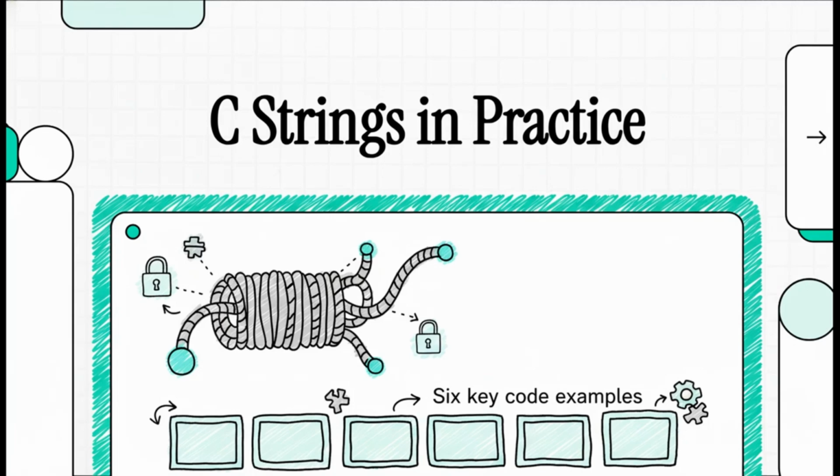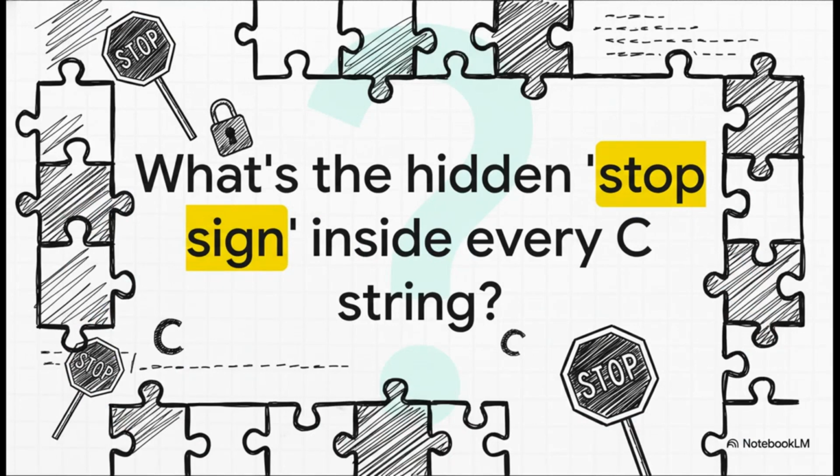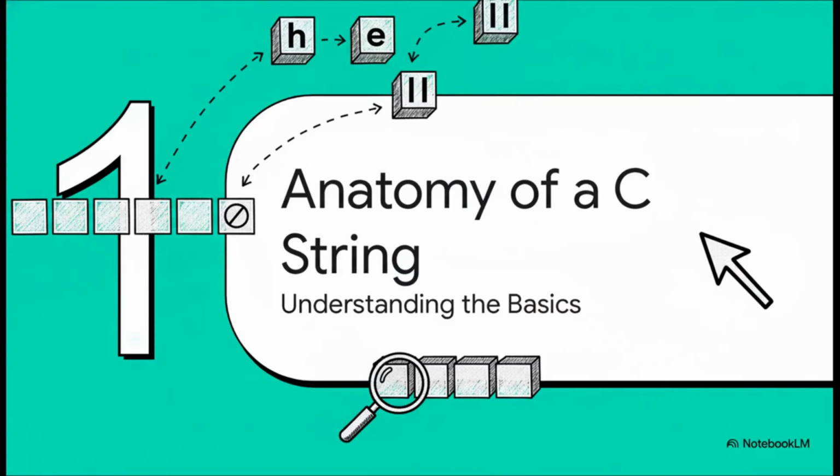All right, let's talk about one of the trickiest parts of learning C, strings. We're going to use 6 key code examples to really break down how they work from the ground up. So, let's kick things off with a little puzzle, one that pretty much unlocks everything you need to know about this topic. Just keep this question in the back of your mind as we go. Okay, let's get right into it.